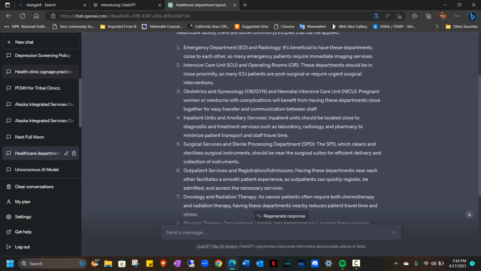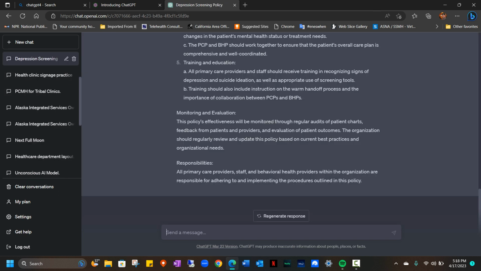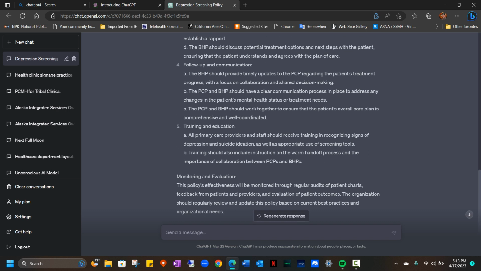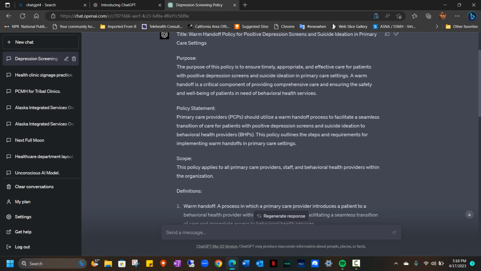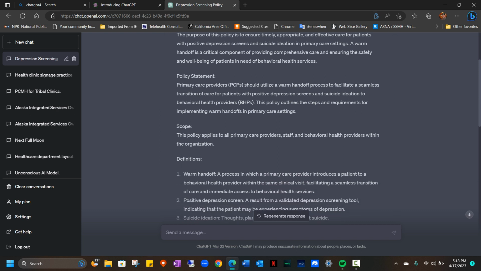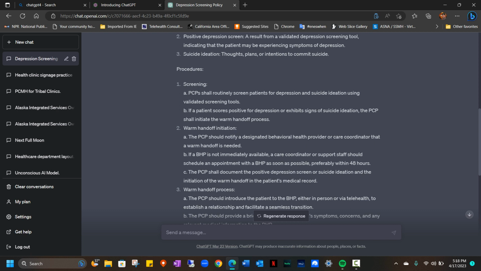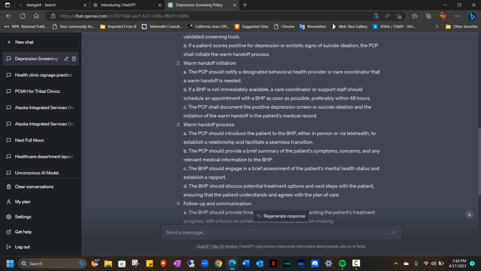Health clinic signage. We're looking at signage. What is the best signage? Is there a standard out there? What does it look like? Here's a depression screening policy. So this was going along the lines of, what does a warm handoff look like? I think the original question was a warm handoff policy for positive depression screens and suicide ideation in a primary care setting. And just like that, it came up with who, what, where, when, and why, and how you need to do it. So again, this is an extremely powerful tool.